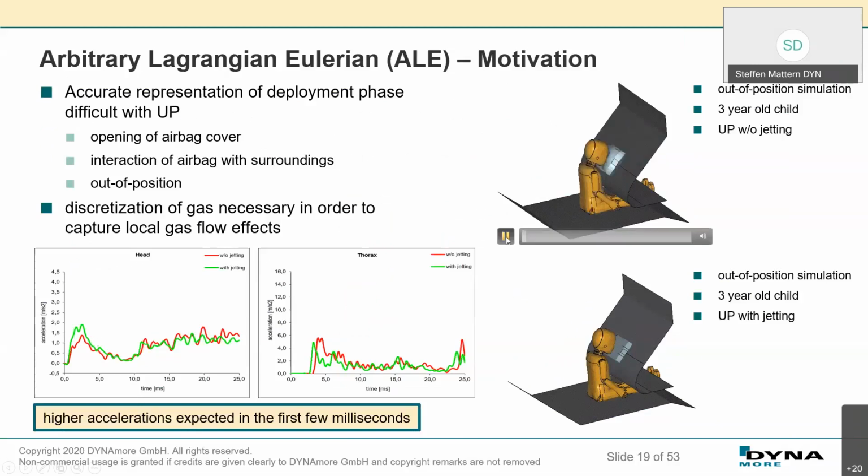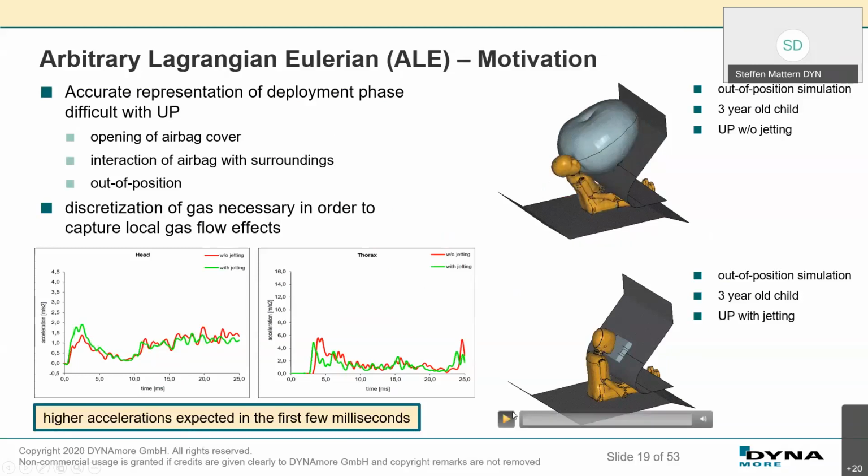This is where the dummy's head is starting to move away from the airbag. And this is the point where also the jetting won't help, because the jetting's direction won't change. The dummy's head will turn backwards, and the jetting's direction will stay the same, and it will miss the dummy's head. So we expected higher accelerations in the first few milliseconds.